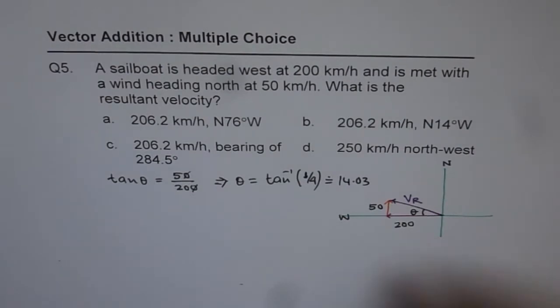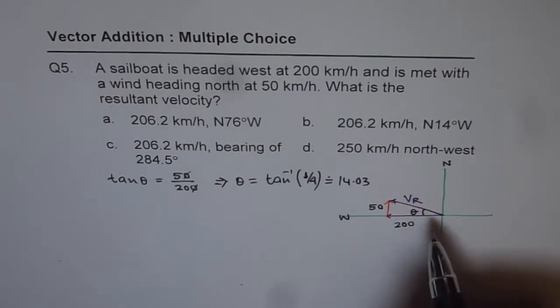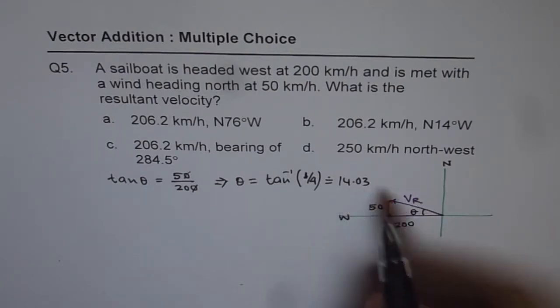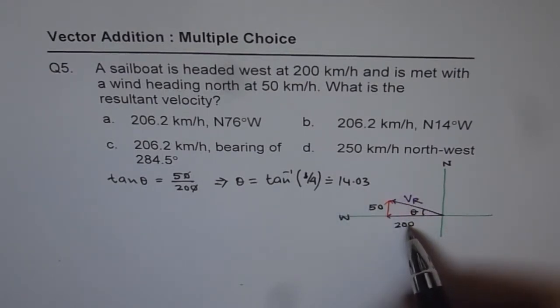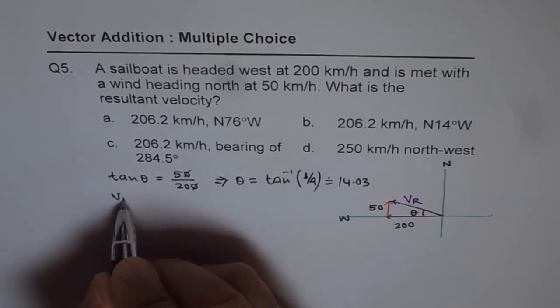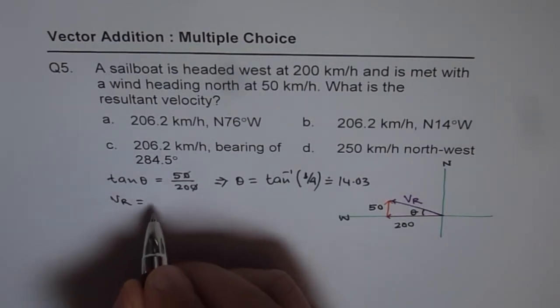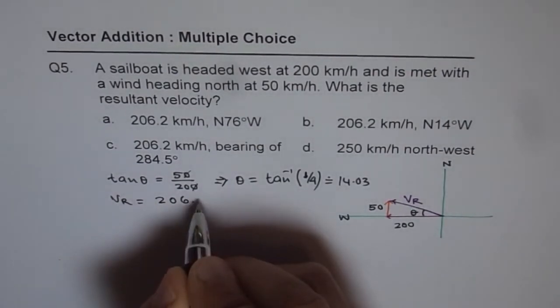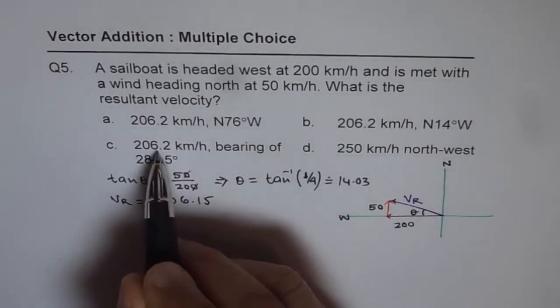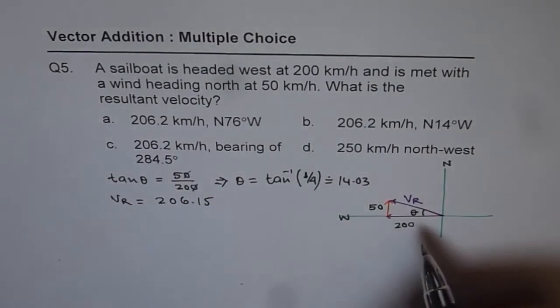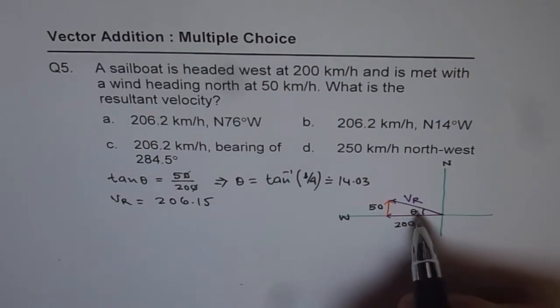Now let's try to find the magnitude, right? So magnitude, you can use sine or cosine. Now we know the angle. Or you can use Pythagorean theorem, right? So let's use Pythagorean theorem to find VR, which is 50 square plus 200 square equals to, and then square root. We get 50 square root 17, which is equals to 206.15. So that is closest to 0.2 given to us. So the angle is 14 degrees, but this is from west towards north.